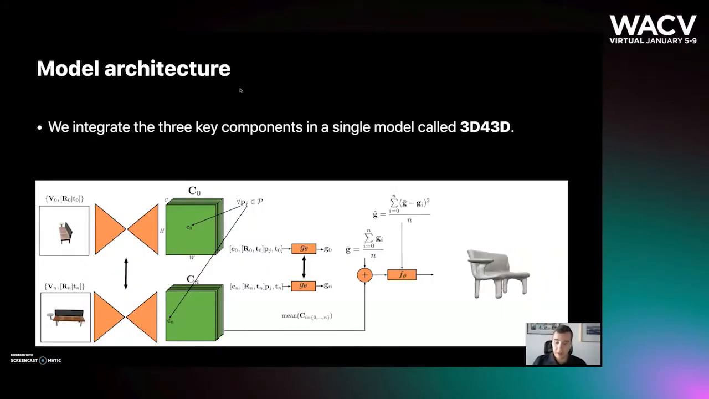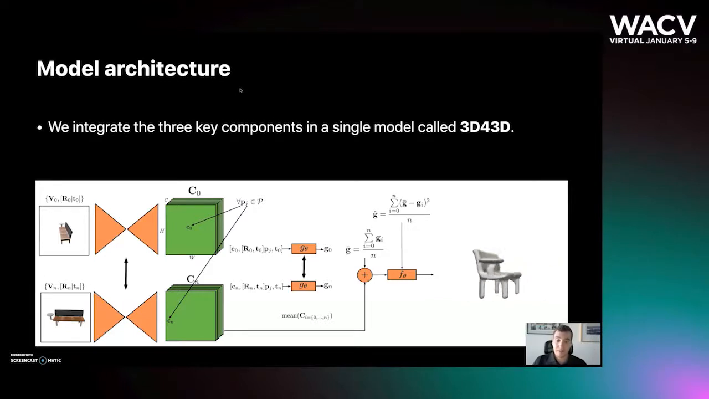This is a depiction of our model. We dub it 3D4-3D. It begins by encoding each input observation with a fully convolutional encoder-decoder with tied weights. The output of this encoder-decoder is a spatial feature map that preserves the spatial resolution of the input.